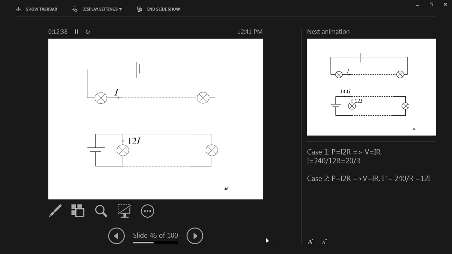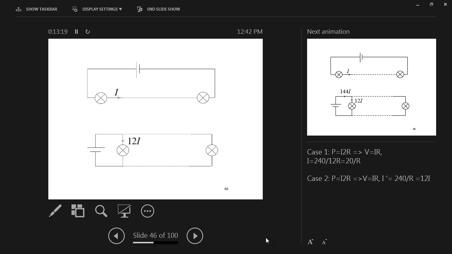You can just use P equals V squared over R, or you can find the power going through each light bulb. That's one way to do it. Or you can use V equals IR as well. Across this is 240, R is still R. Across this case, it's 240 divided by 12, and then it's still R. So you get a current I here and current 12I here because there's no divide by 12. Both ways you will still get the same answer. You'll end up with 12I here, sorry.